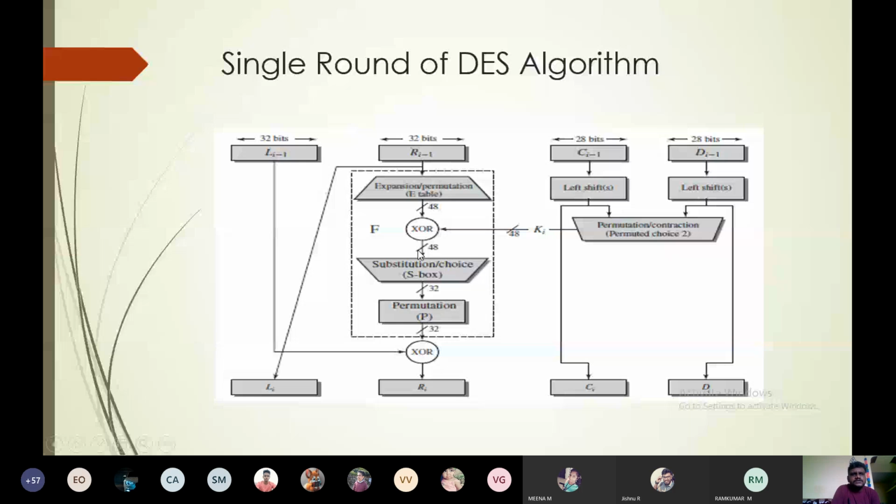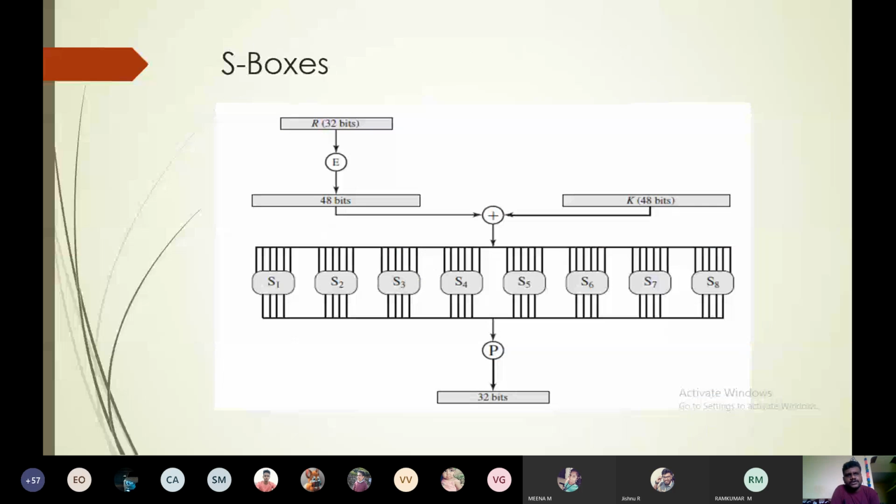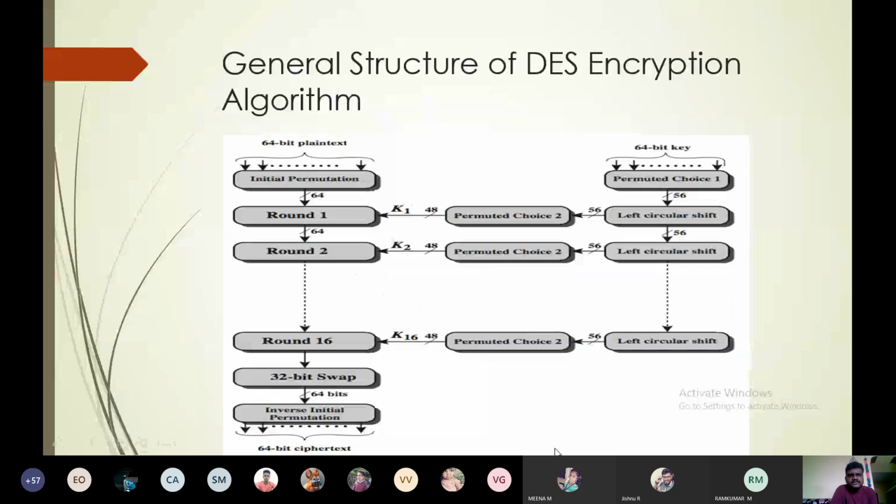So this is all about the functions in the DES. I think you got it clear. Is there any doubt?